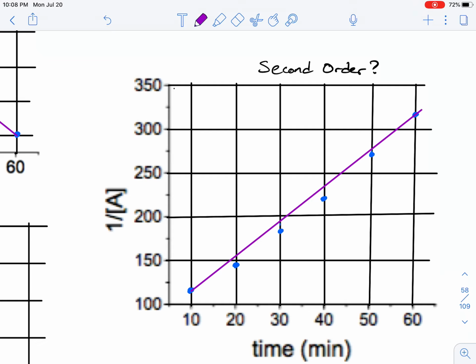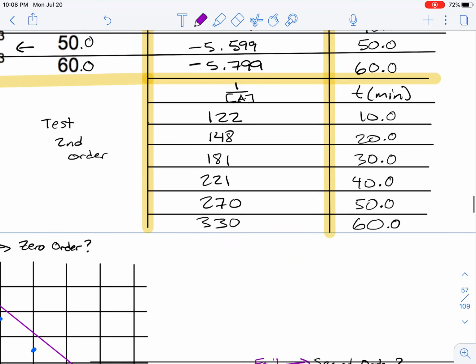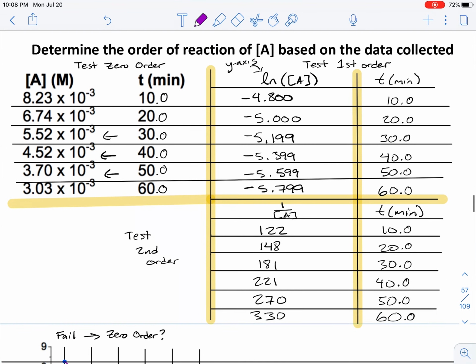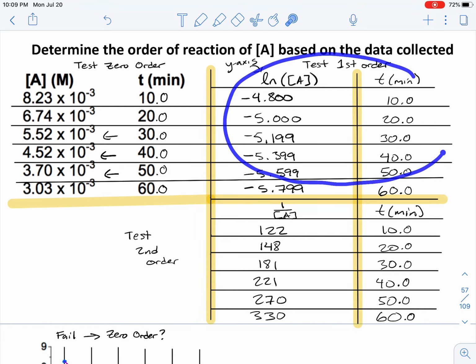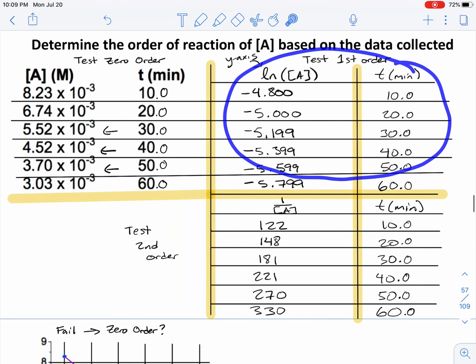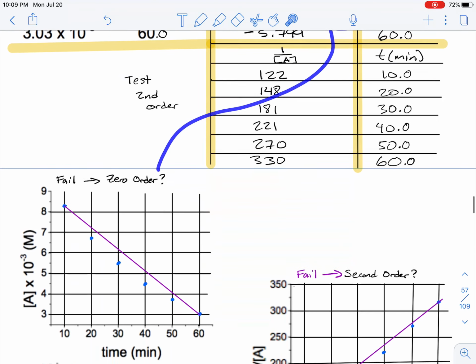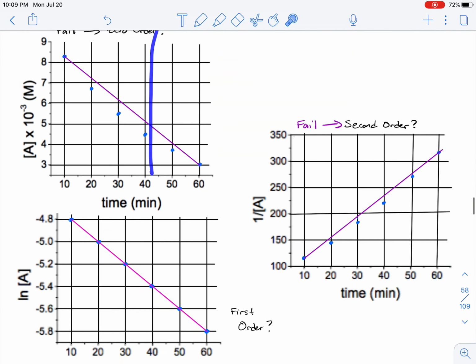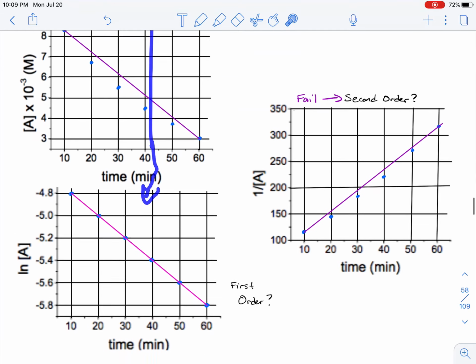So in other words, this chemical reaction is not undergoing second order. It fails the second order test. And if it's not zero order and it's not second order, then it must be first order. So we're still going to plot this on a graph, and basically the graph looks like this.